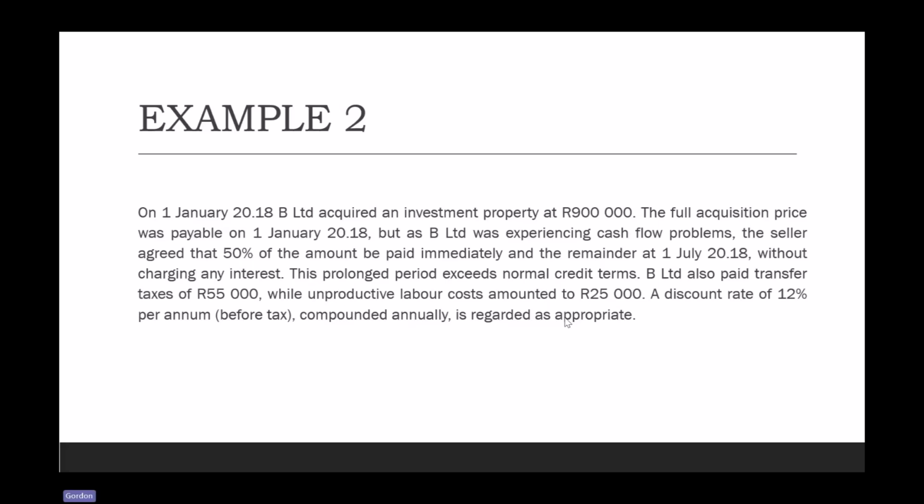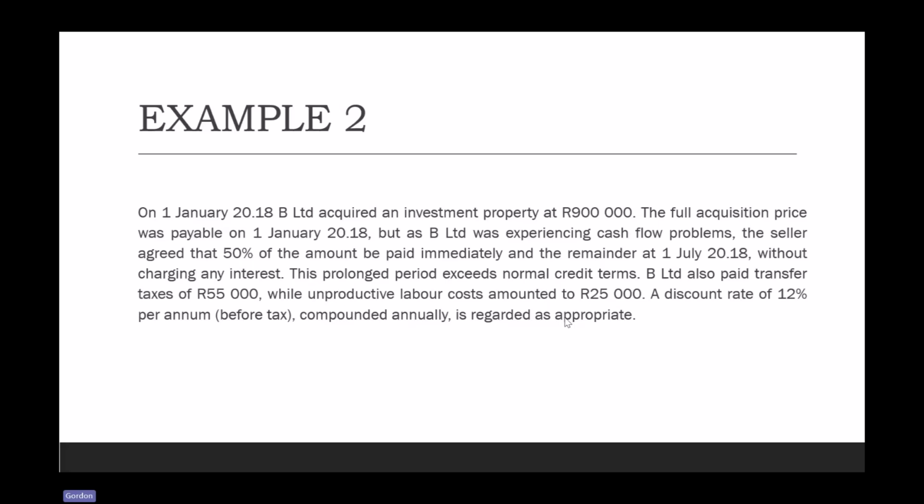So half, that's 450,000, to be paid on the 1st of January 2018, and the other 450,000 to be paid on the 1st of July 2018, without charging any interest. This prolonged period exceeds normal credit terms. Is this statement important? Why is it important to us? Because the standard tells us that if there is a transaction which exceeds normal credit terms, then we must take interest into account.